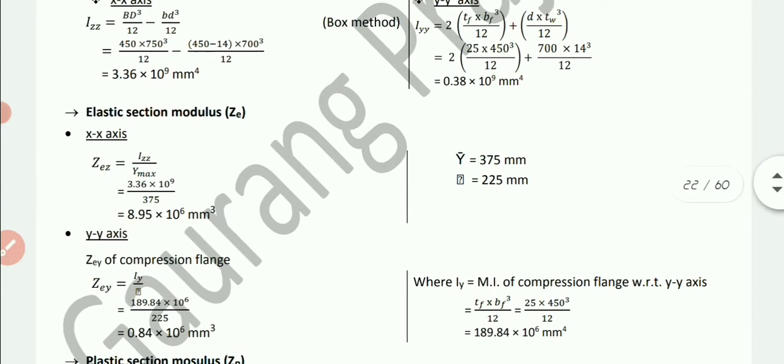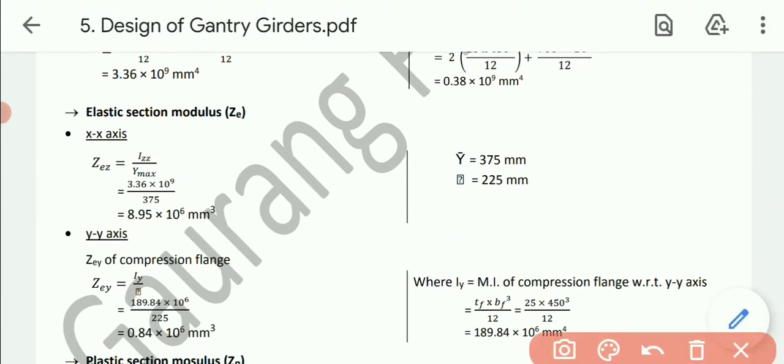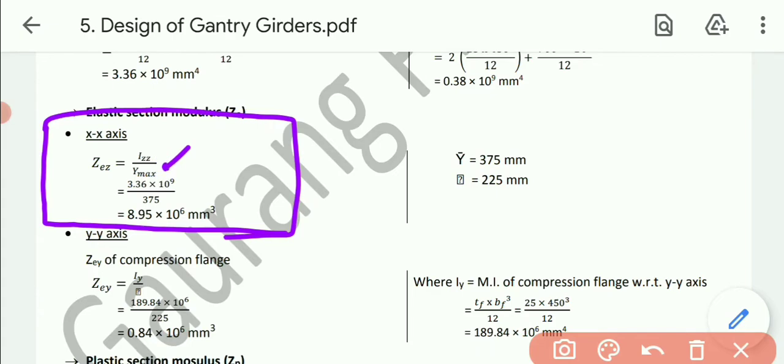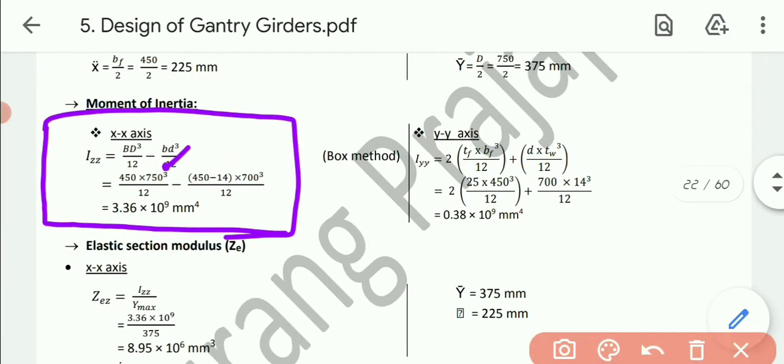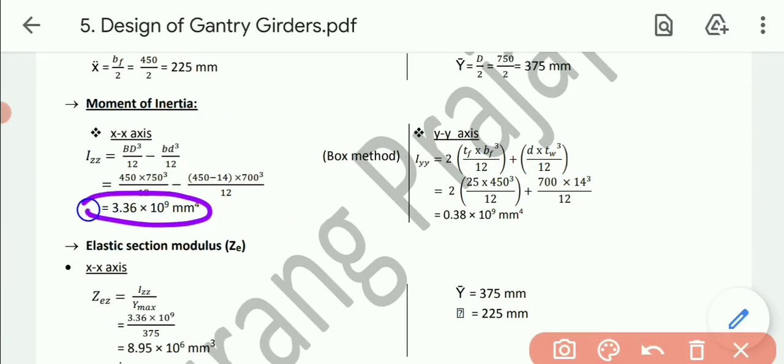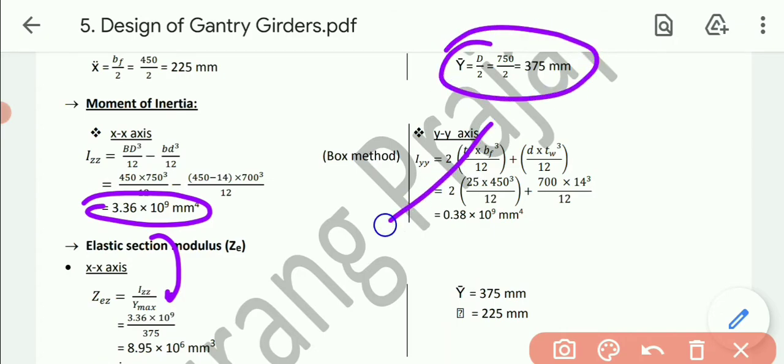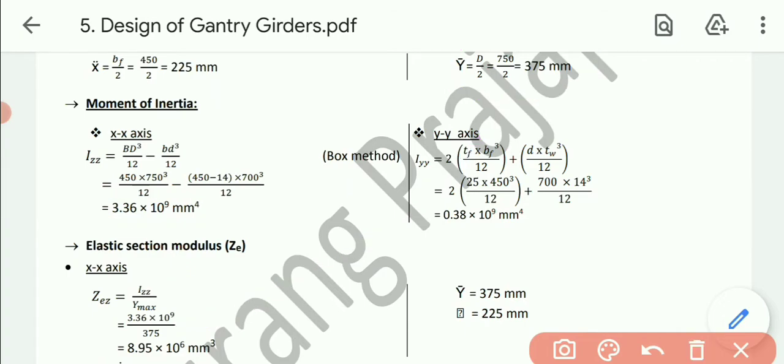Now elastic section modulus with respect to x and y axis. First of all, with respect to x axis, we can say Zez, the formula stands for Iz divided by y bar. Iz, that is Ixx, we have already got the value of Ixx, that is 3.36 into 10 raised to 9. And y bar, we have already got the value, that is 375. By simplifying the term, I will get the value of Zez, that is 8.95 into 10 raised to 6 mm cube.